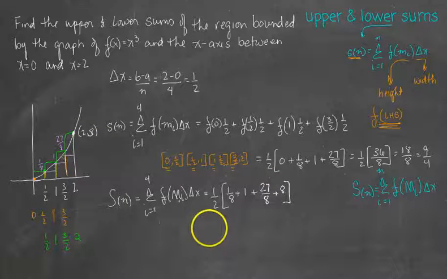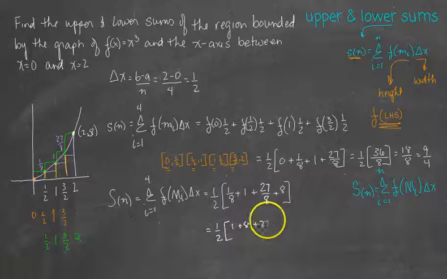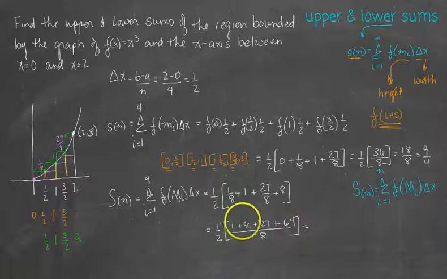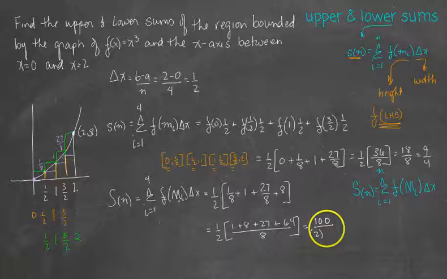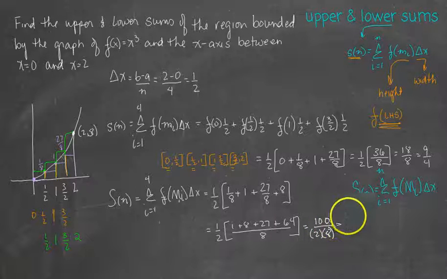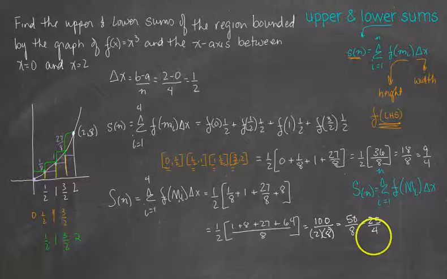So again, a little arithmetic: 1/2 times the common denominator, 1 plus 8 plus 27. 8 times 8 is 64, all over 8. So 64, 65, and 15 is 80, and 20 is 100. So 100 divided by 2 times 8. I'm going to keep it factored because it's easier. 50 divided by 8, 25 divided by 4.